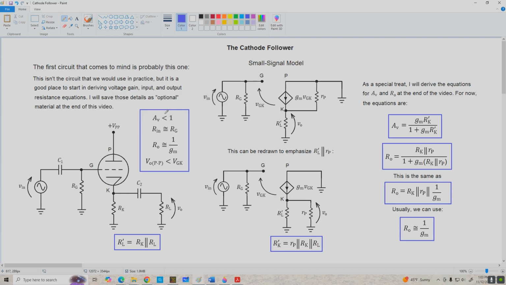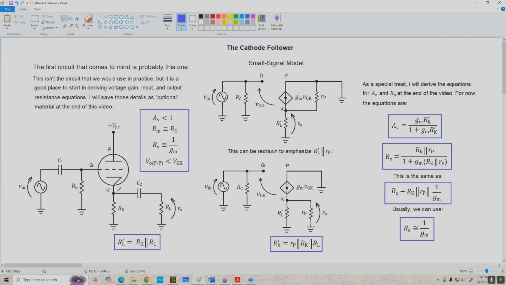The voltage gain is less than 1. Its input resistance is approximately equal to the grid resistance. The output resistance is approximately 1 over gm for the vacuum tube. And the output voltage here, peak to peak, is going to be less than the grid to cathode bias voltage for the vacuum tube. And that's the main problem with this approach, is that the output voltage swing is very, very limited, which makes this circuit impractical.